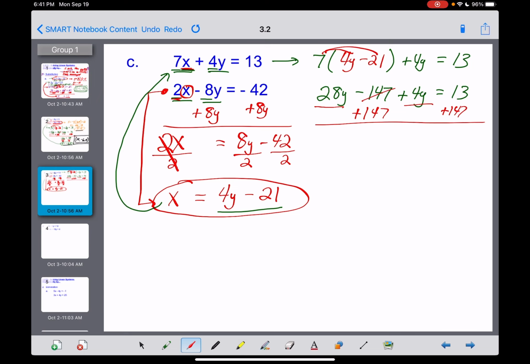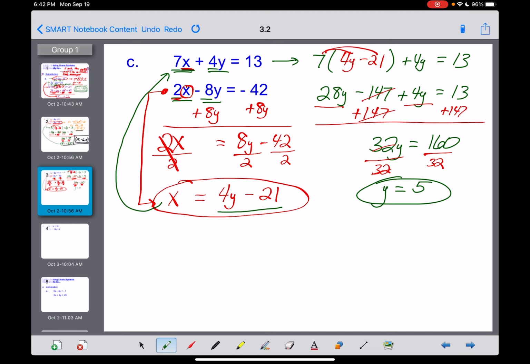Okay, so those terms are going to cancel out. 28y plus 4y is going to leave us with 32y equals, and 13 plus 147 is 160. We'll then divide both sides by 32, and we'll get the first half of our solution now. Y is equal to 5. Okay, that's half of our answer.